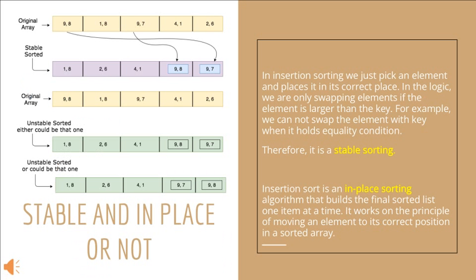Okay, the next part is about whether the insertion sorting is stable and in place or not. Of course, the insertion sorting is a stable sorting. We can observe it in the image I show at the left. Stable sorting simply means the relative order of the duplicate elements should not change. In the insertion sorting, we just pick an element and place it in the correct place. And in the logic, we only swap the elements if the element is larger than the key. For example, we are not swapping the element with the key when the equal condition holds. So it's a stable sorting.